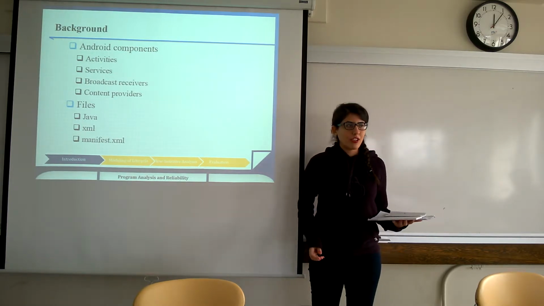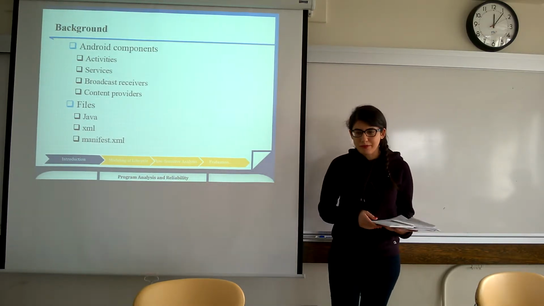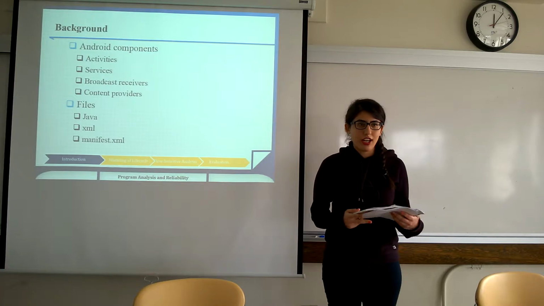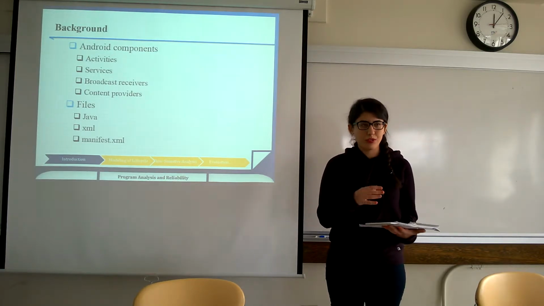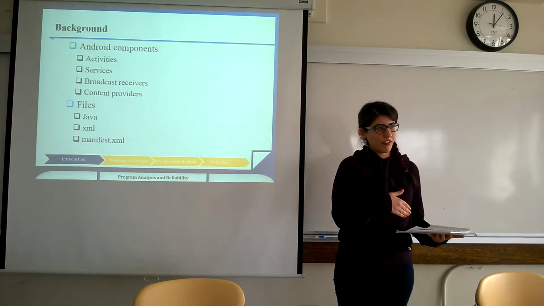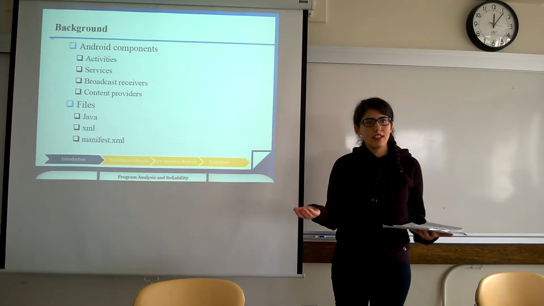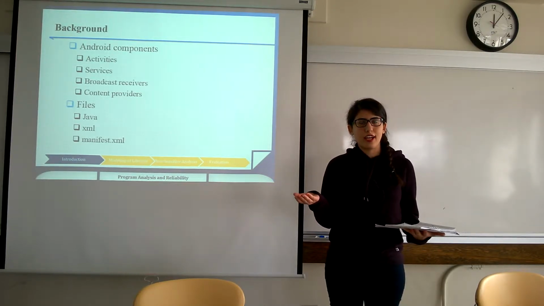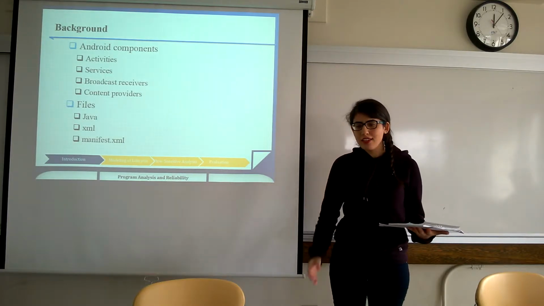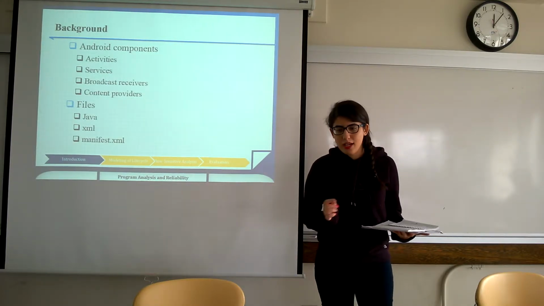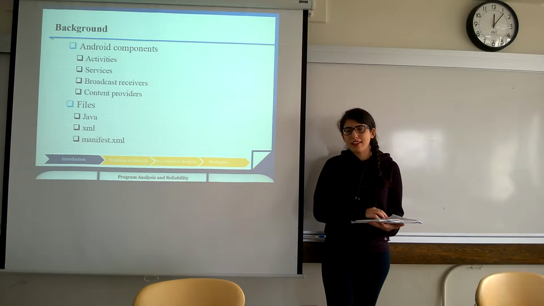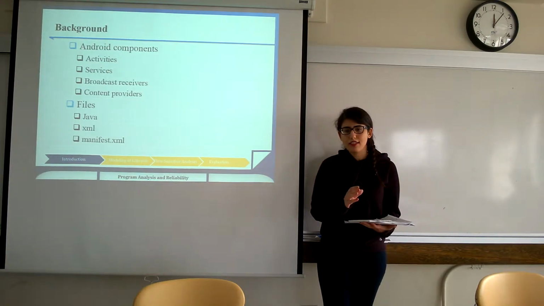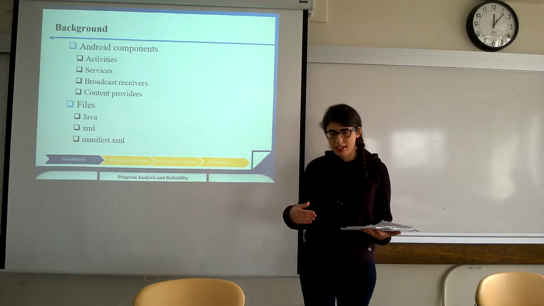So when you're developing an Android application, you have kind of two types of files: the Java files and the XML files. The XML files are mainly for defining the user interface. And you also have a manifest.xml file that contains the main configurations of the app, and we will see an example of it.